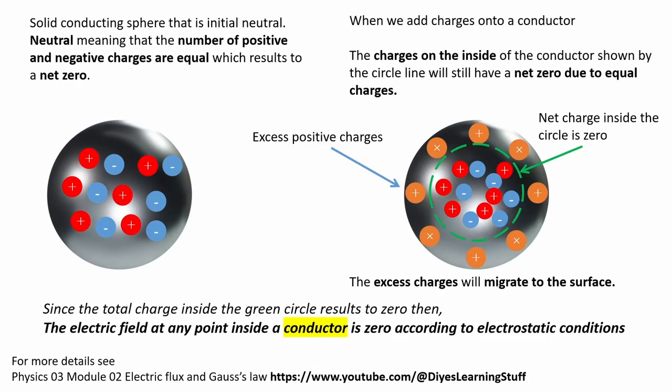When a conductor is in electrostatic equilibrium, any excess charge on the conductor will redistribute itself on the surface in such a manner that the electric field inside the conductor becomes zero. This redistribution of charges ensures that there is no net movement of charge within the conductor, and as a result, the electric field inside the conductor is zero.